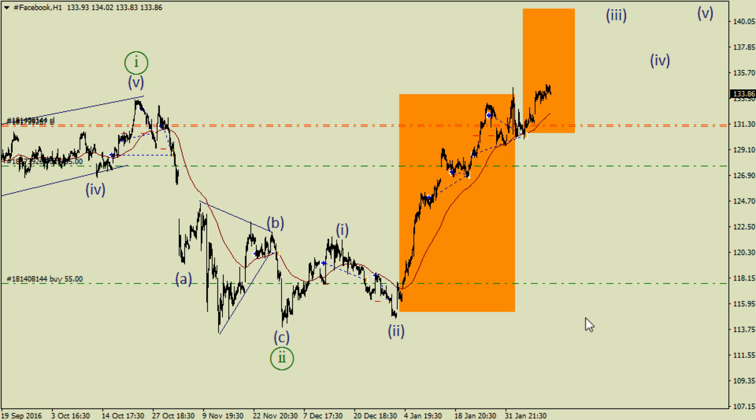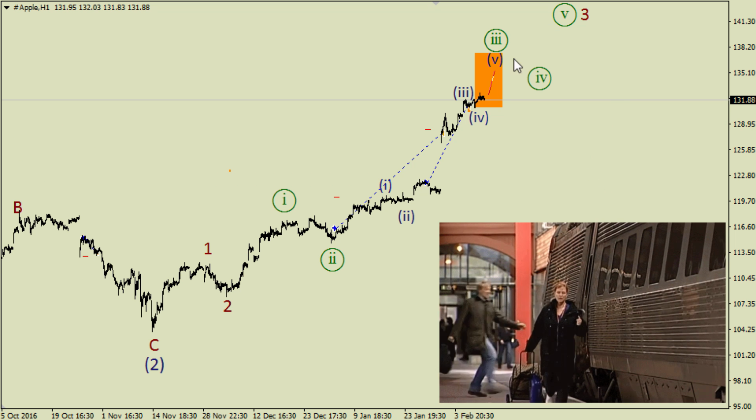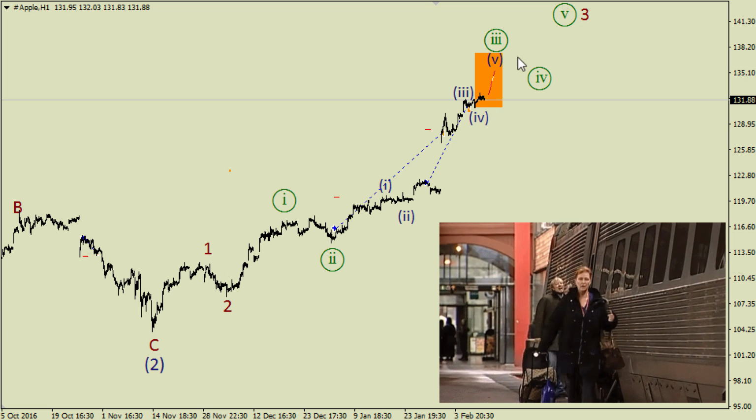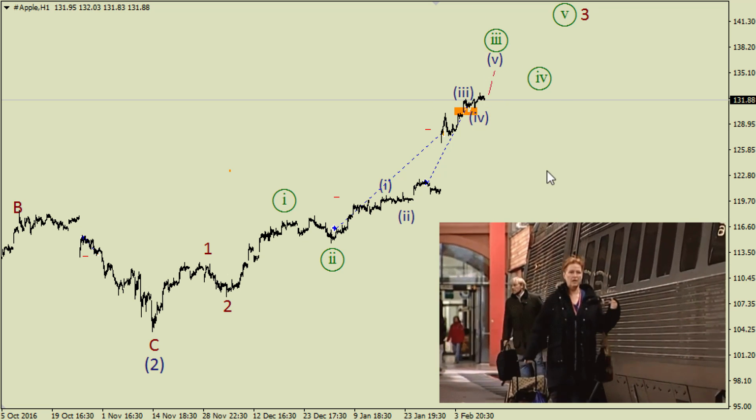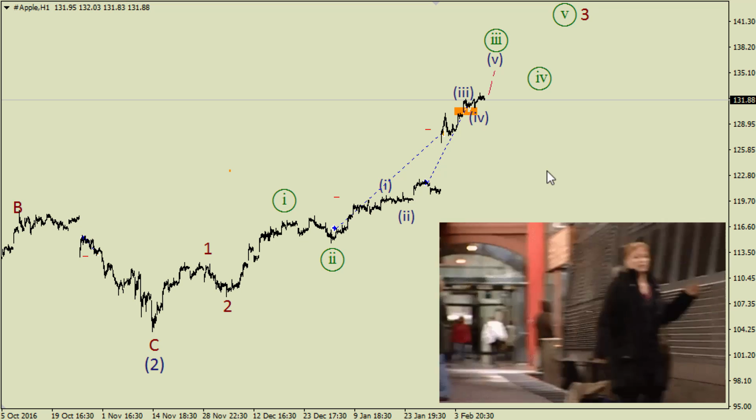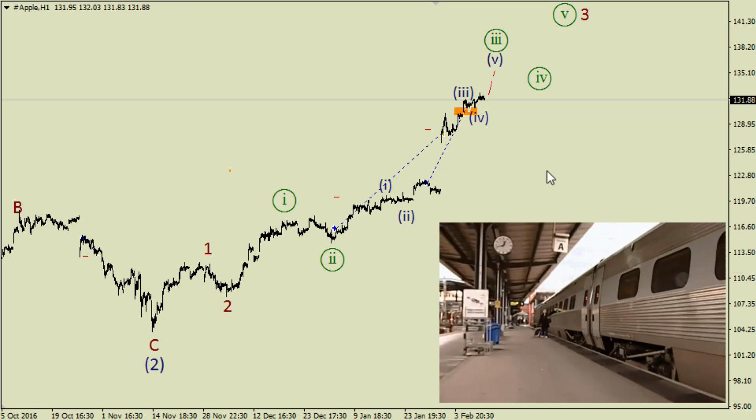I'm still holding my long trades on Facebook, and we've got here a new local high, so there's an opportunity to have a huge extension in this third wave. And I've just missed the last price movement on Apple because I closed my long here, so I'm going to open on Monday if there'll be no surprises when the market opens.